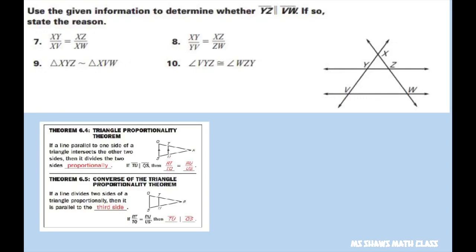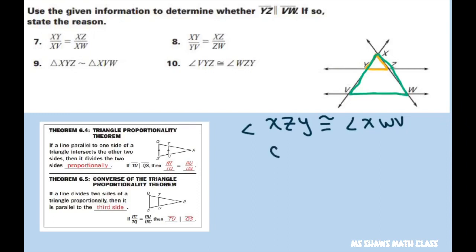And let's look at the next one. Triangle XYZ, we already looked at this a little bit, is similar to XVW. We already looked at that on problem 1. And so for number 9, we're going to say yes, because we have our angles. So we can say angle XZY is congruent to angle XWV, and so the corresponding angles are congruent.